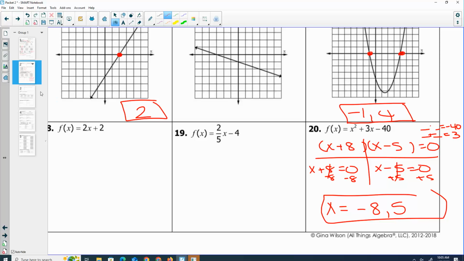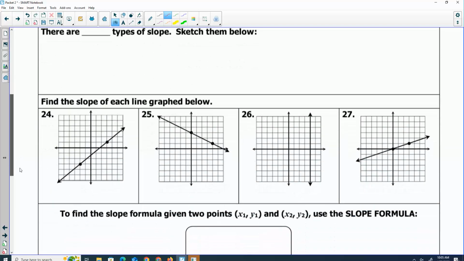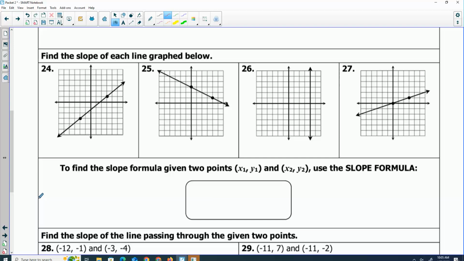Now let's review lines a little bit. So I'm actually going to go to problem 24. Do you remember doing slope? It was one of the very first things we did this year. How do we find slope? Yep, slope-intercept form. We wrote those equations. So if you have the equation written, you can look at it. If you're looking at a line, remember rise over run. So all of that stuff is what we looked at there.